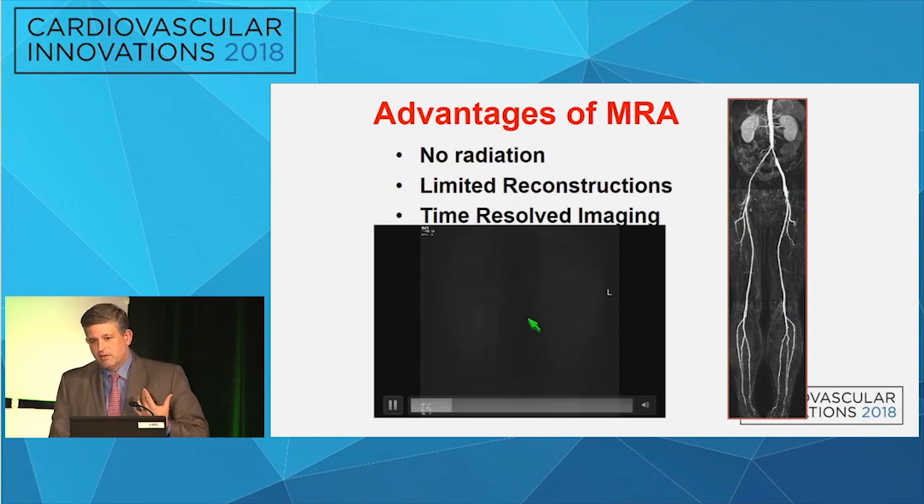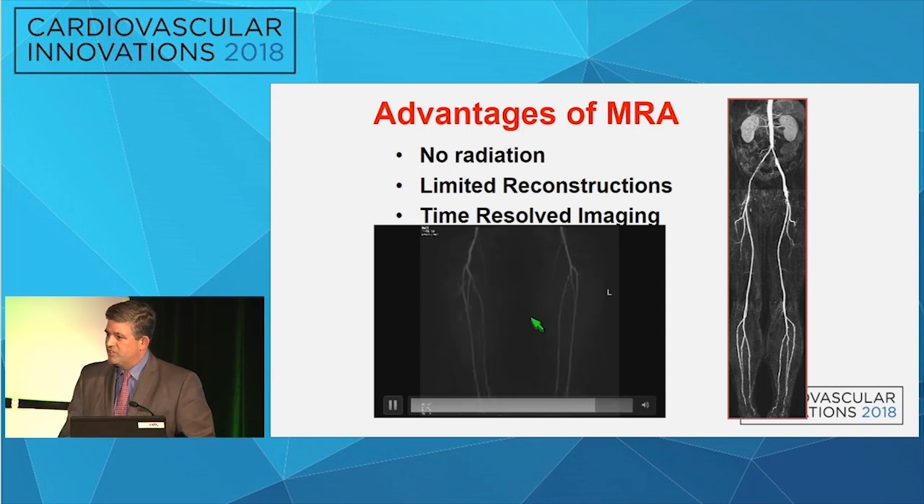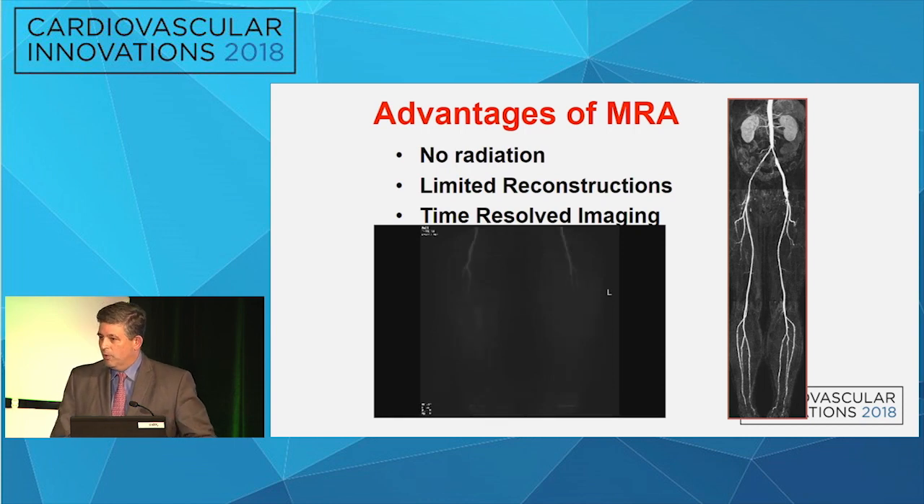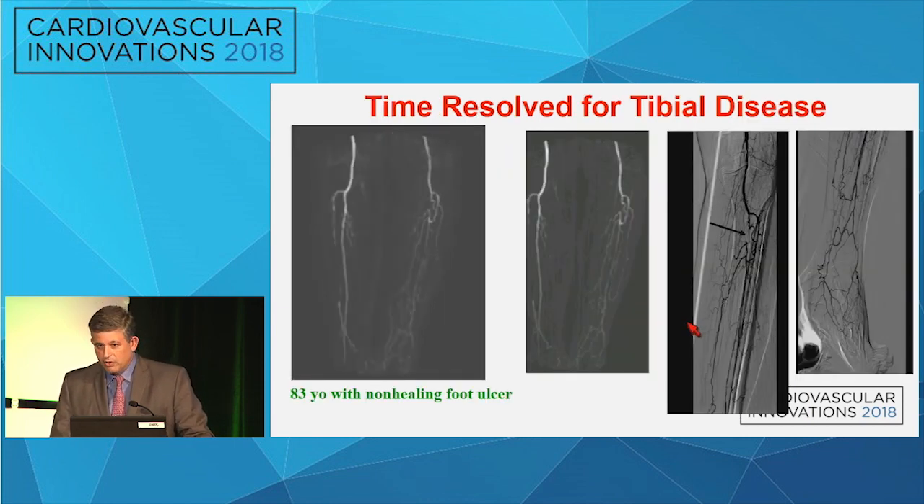By time-resolved imaging, this is what I'm speaking about. These are images that are basically 4D imaging, volumes of information being acquired every 2 to 3 seconds, so I can really get an idea of how the flow goes down those tibial vessels. And this is really, to me, the most important part of performing a really good quality MRA in these particular patients. So you can see here one of these time-resolved examinations, and be able to slow it down. You see where the lesion is, and that's what we found at the time of angiography.